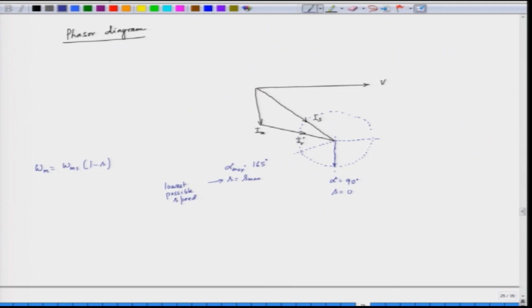So, what about the combined current? This is IT, the transformer current, which is drawn by the transformer, and this is the transformer current corresponding to 165. So, if we draw the final phasor of the current, that will look like this. This is the total current.